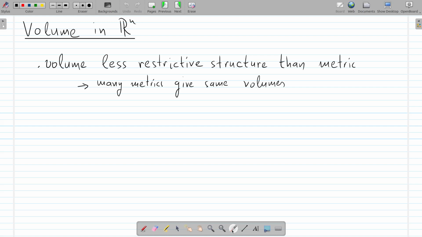Let's see what happens in Rn. The first thing that we should understand is that the computation of volumes is a less restrictive structure than having a full metric. A metric computes distances on all possible curves, and that is a finer structure than being able to compute volumes. And we can see that by realizing that many metrics give the same volumes.